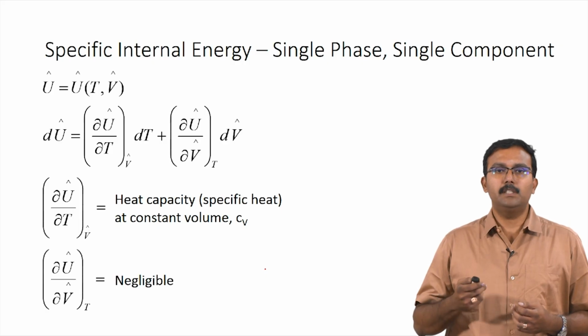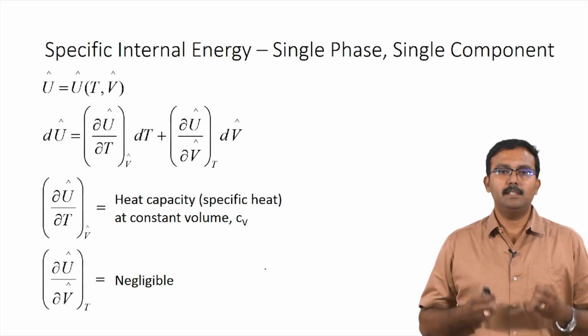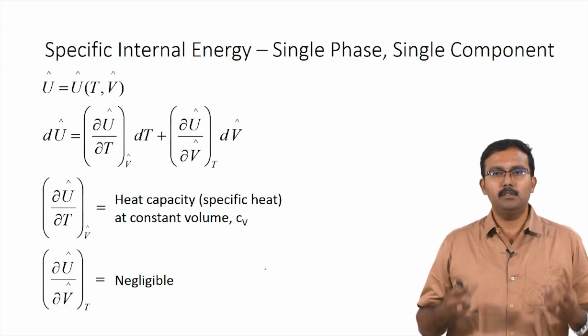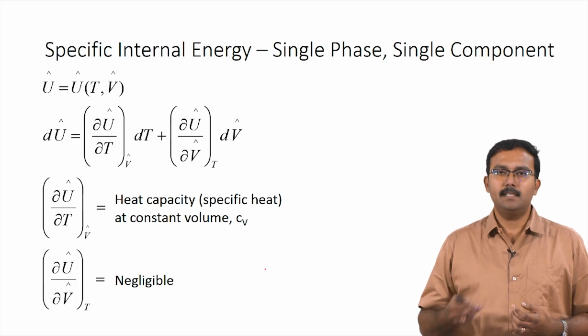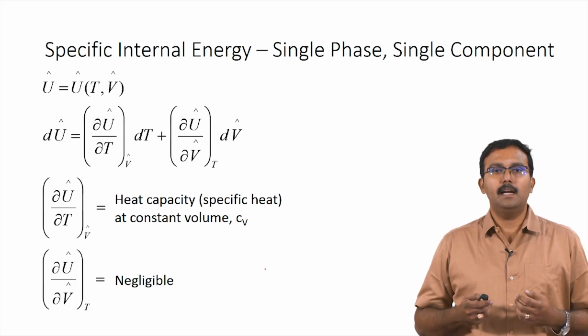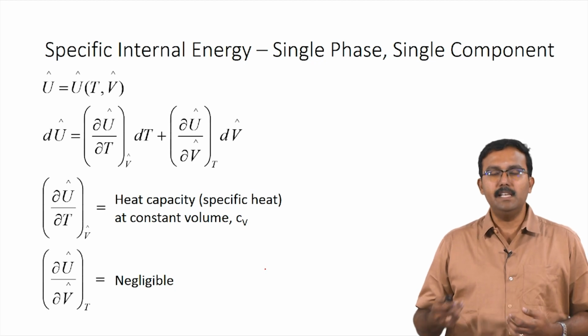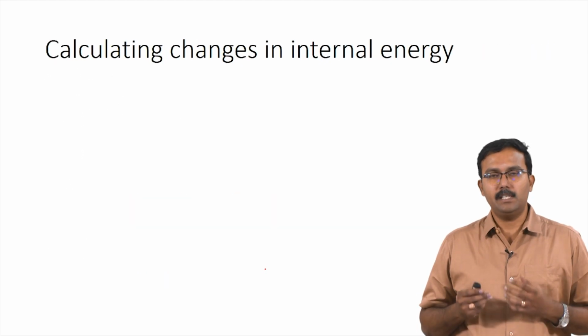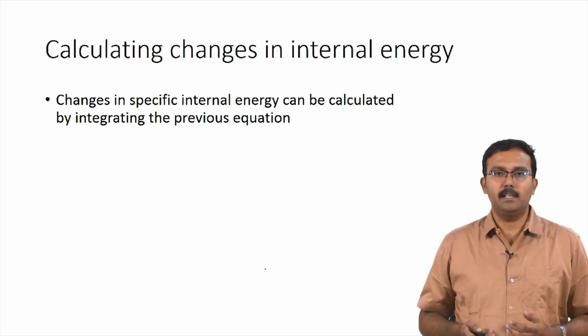The second term, which is dou u cap dou V cap, is usually negligible because change in internal energy is almost 0 when the process is isothermal. So, for this reason the second term can be eliminated and the equation can be simplified to du cap equals Cv dT. From this differential equation which we got, we can calculate the change in specific internal energy.